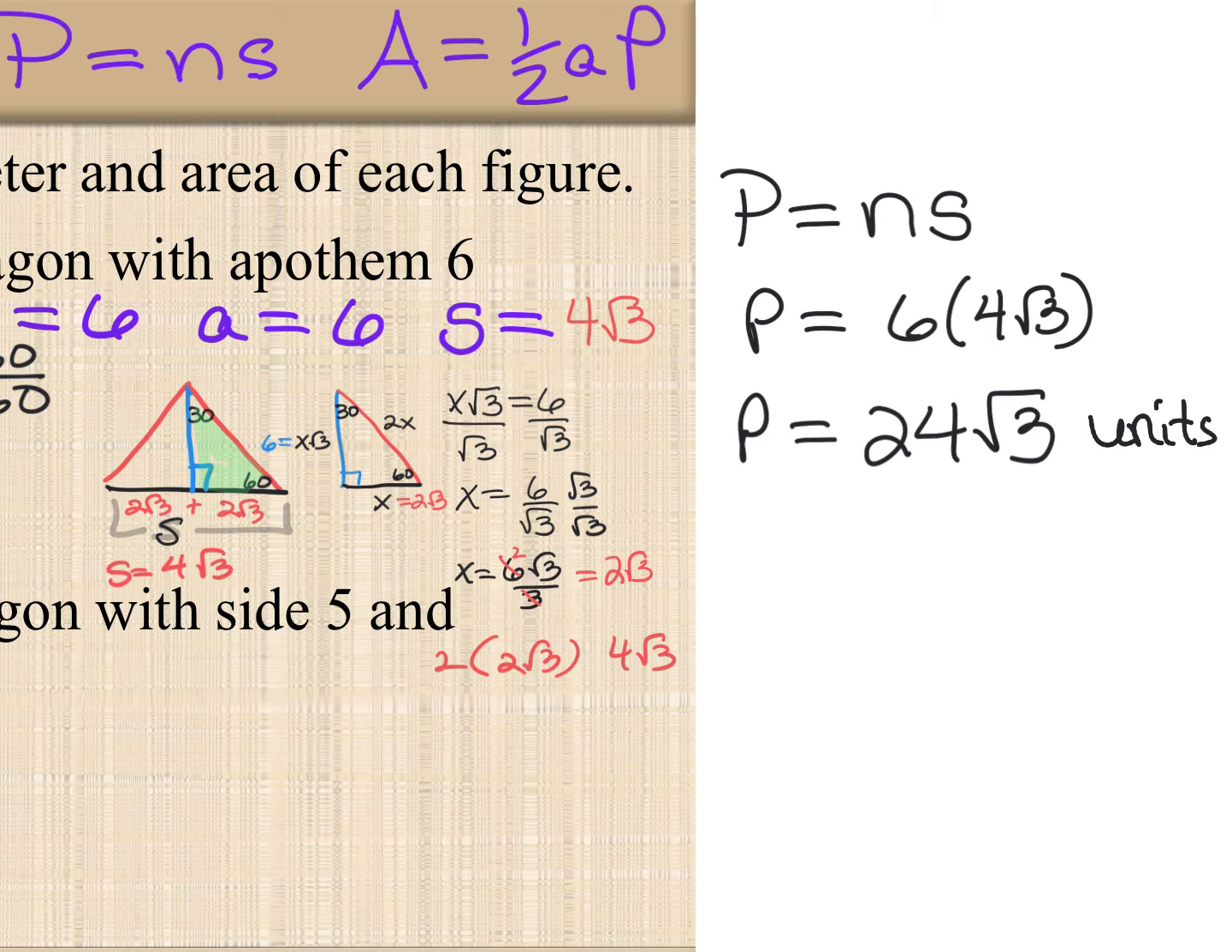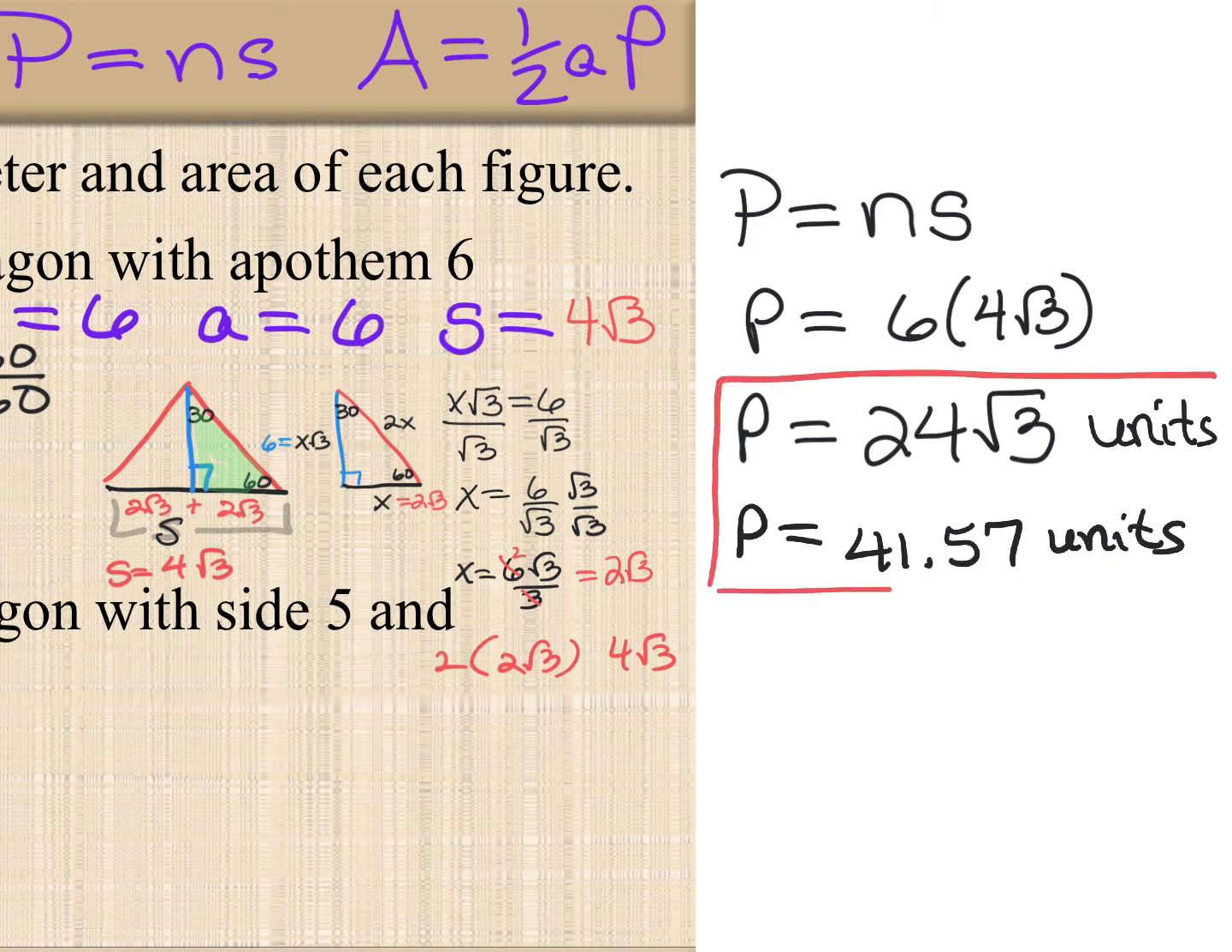If it says round to the hundreds place, then you're going to need to multiply 24 times the square root of 3. And once you do that, you should be getting 41.569. So we're going to round it to 41.57. And again, these are still units. So these are the two answers. Again, read the directions when you do the homework of how they want you to leave it.